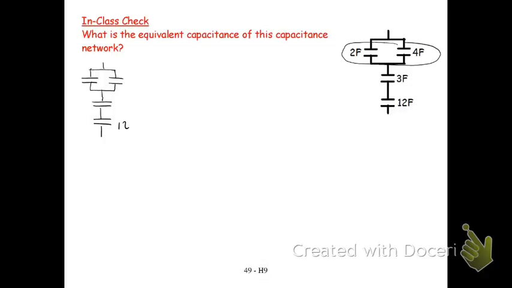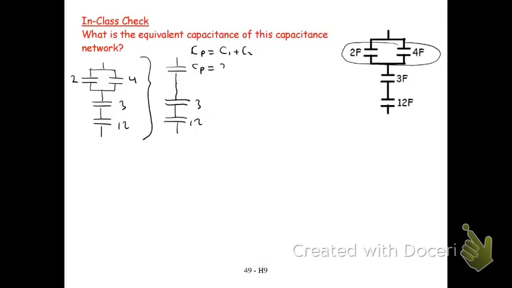So this would be 12 and this would be 3 and this would be 4 and this would be 2. And what I do is I say I'm going to combine these 2 guys together. And this is 12 and this is 3. And this is C parallel equals C1 plus C2. So this C parallel is equal to 2 plus 4, which equals 6.